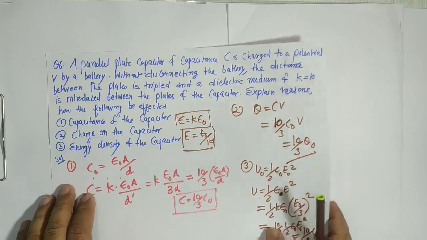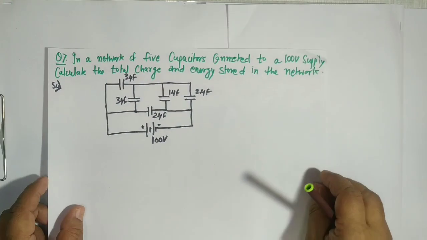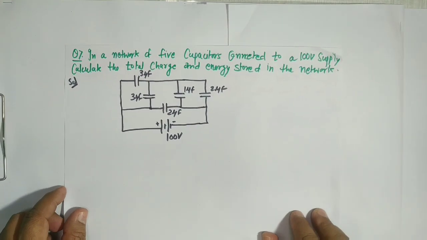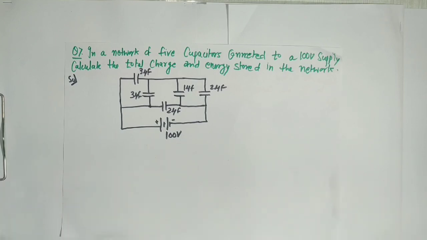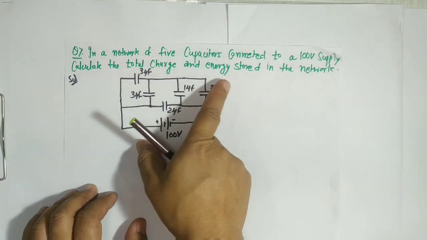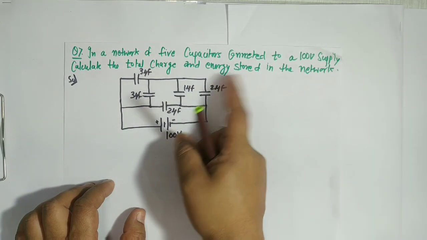So this is question number 6. And then come to question number 7. Question number 7 is: a network of 5 capacitors connected to a 100 volt supply. Calculate the total charge and energy stored in the network.